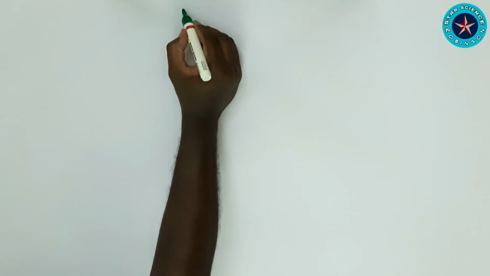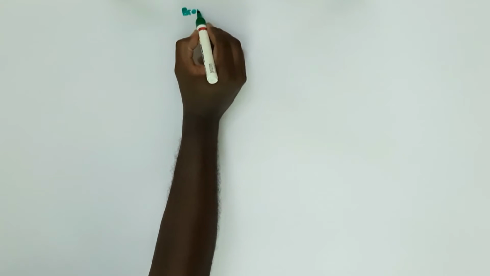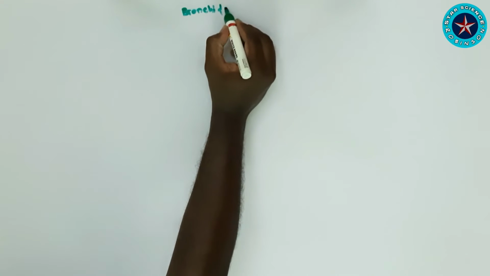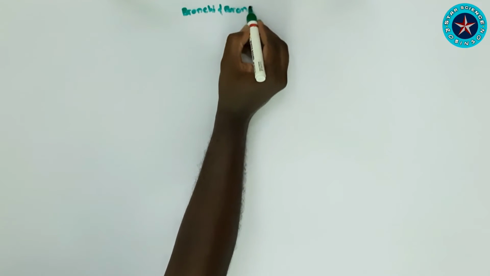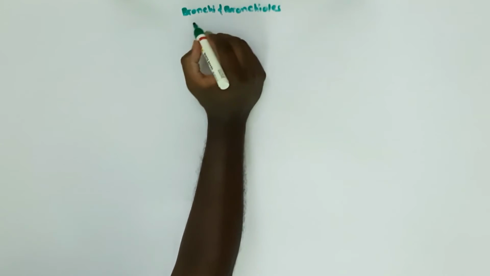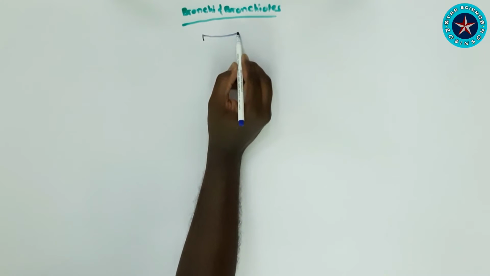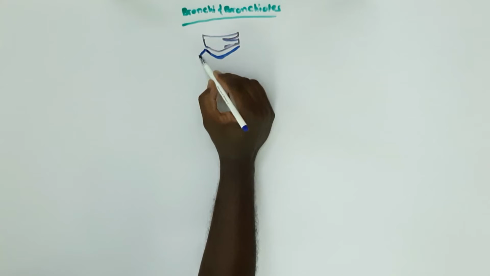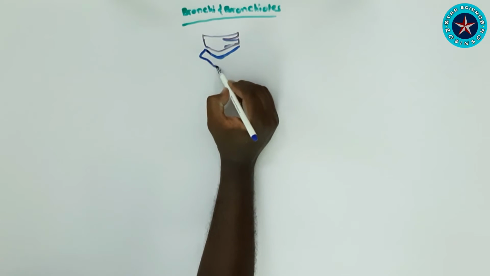Today we are going to discuss bronchi and bronchioles. These are formed when the trachea divides at the level of the fifth thoracic vertebra into right and left primary bronchi. The right primary bronchus enters the right lung, and the left primary bronchus goes into the left lung.